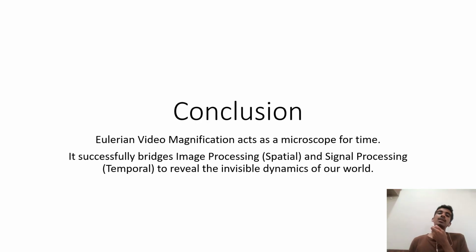So here we see a shift from tracking features, which is the Lagrangian method, to filtering pixels. Now EVM provides a computationally efficient bridge between digital signal processing and computer vision, allowing us to extract very vital physiological and structural data without ever touching the object. So to conclude, this EVM method successfully bridges image processing and signal processing to reveal the invisible dynamics of our real world.